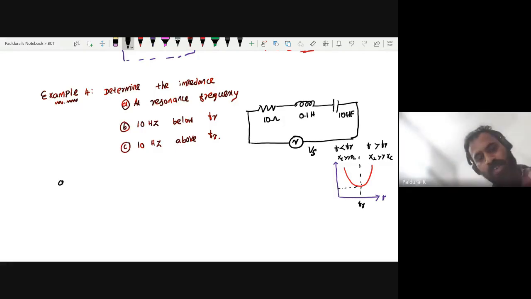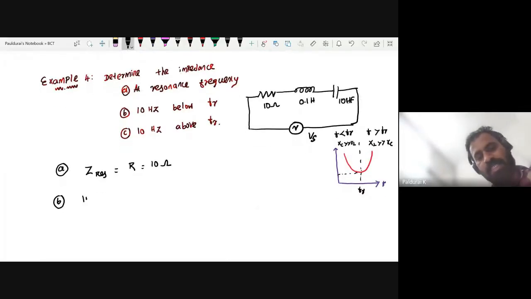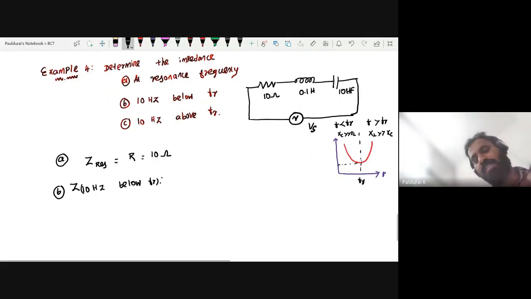At resonance you will get minimum impedance. So what is the solution for A? The impedance at resonance is nothing but R, that is given by 10 ohm. That is the minimum impedance. Now subdivision B, the impedance at 10 hertz below FR. For that you want to calculate FR, right?